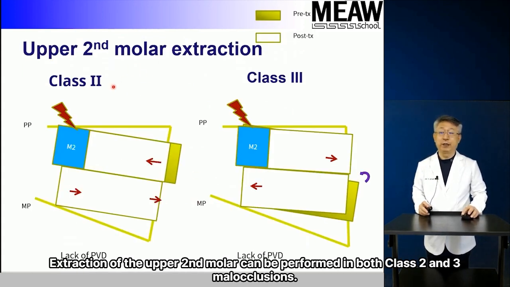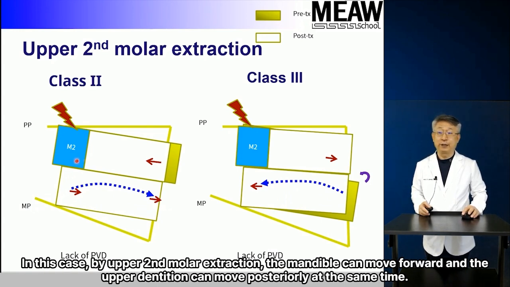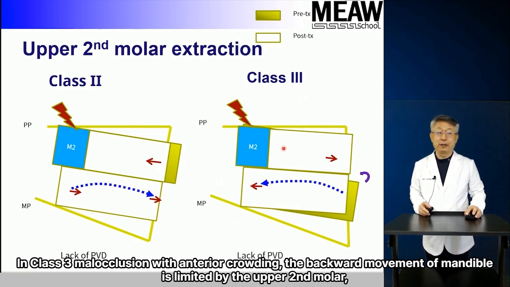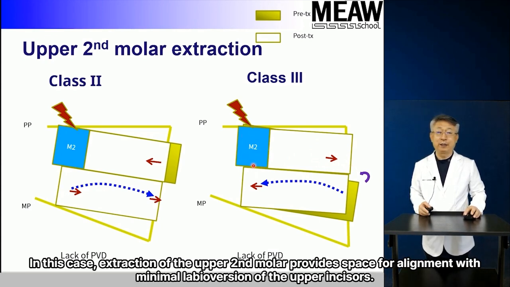Extraction of the upper second molar can be performed in both Class II and III malocclusions. If PVD is small in Class II malocclusion, the forward movement of the mandible is likely to be limited by the upper second molar. In this case, by upper second molar extraction, the mandible can move forward, and the upper dentition can move posteriorly at the same time. In Class III malocclusion with anterior crowding, the backward movement of the mandible is limited by the upper second molar, and there is a high chance of labioversion of the upper incisors during alignment. In this case, extraction of the upper second molar provides space for alignment with minimal labioversion of the upper incisors.